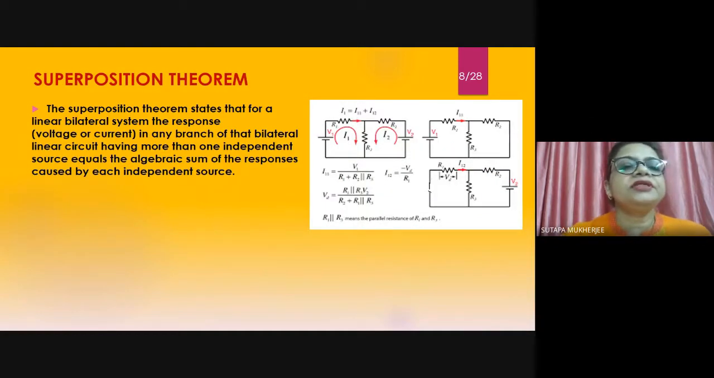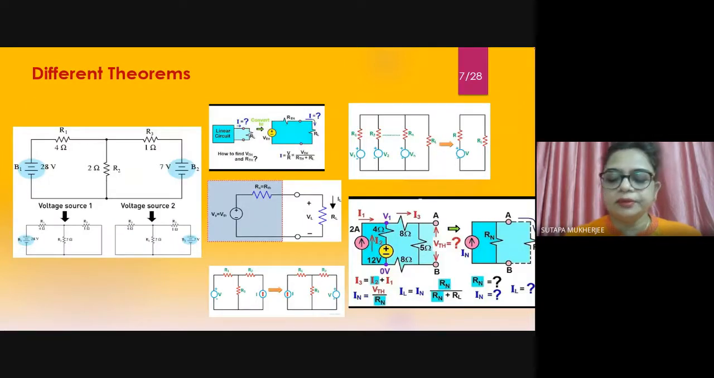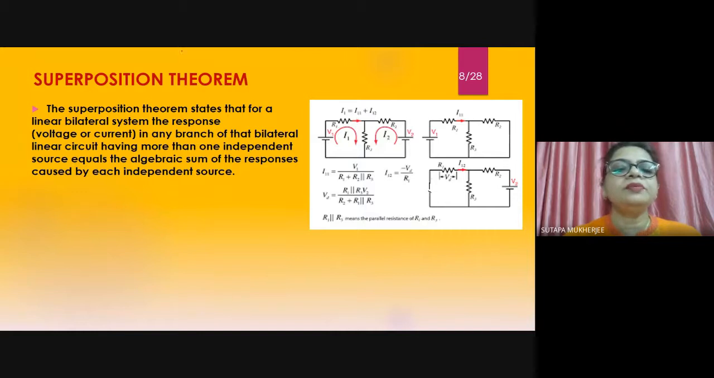Now come to the definition again. The superposition theorem states that for a linear bilateral system, the response, meaning voltage or current, in any branch of that bilateral linear circuit having more than, this is a very important term, having more than one independent source.